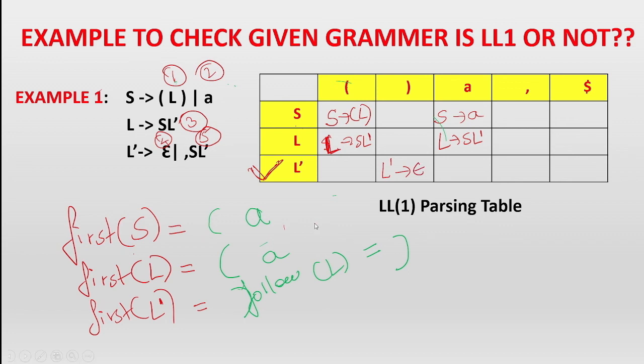Now production number 5, just check if we are getting first of L dash from production number 5. Yes, because at the first place comma is there. There is no variable or capital letter present at the first place. Comma present. After comma, S and L dash variables are there. But before that comma is there. So comma becomes the first terminal which is present on the right hand side. So first of L dash from production number 5 is this comma. So write comma. So now production number 5 of L dash will come only in the comma cell.